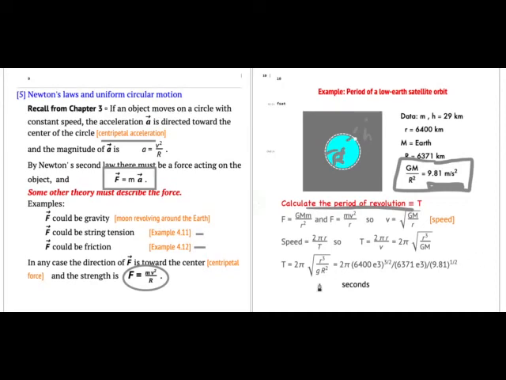Plug in the numbers. This will be in standard units, so the answer will come out in seconds. It'll be some number of seconds. That will be a homework problem sometime. So now you've got to calculate the numbers. I don't remember the exact number, but it's about 90 minutes. That satellite goes all the way around the Earth and comes back to the same point in about an hour and a half.